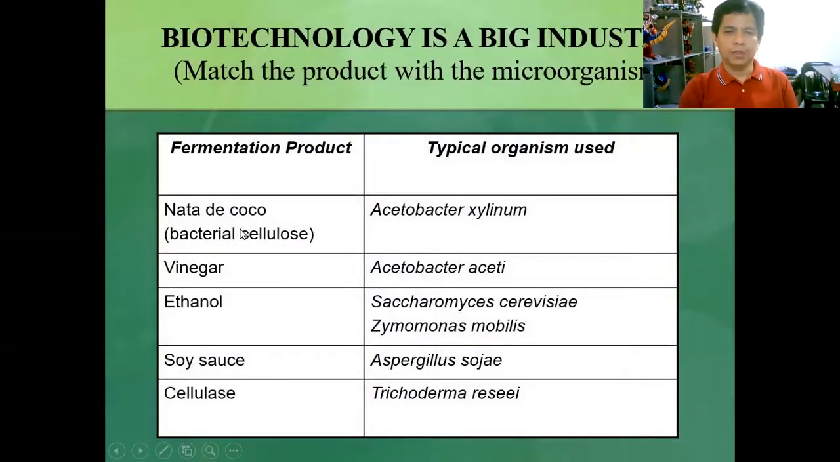Yon. So nata de coco, if you still remember this from your industrial microbiology lab, we use Acetobacter xylinum to produce nata de coco. Vinegar is Acetobacter aceti, ethanol is Saccharomyces cerevisiae, and soy sauce is Aspergillus soja, while cellulase is Trichoderma rizae. We need to remember the bacteria that produces the product.